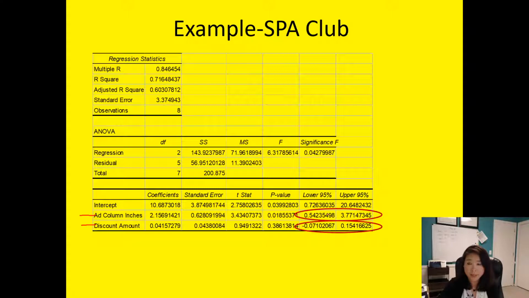Now we look at whether 0 is included or not. Obviously 0 is not included, therefore add-on column interest significantly affects the number of new members. Look at this last row. At the end you see the lower 95% and upper 95%. The lower 95% is negative 0.07, the upper 95% is 0.15. Obviously 0 is included, therefore the discount amount does not significantly affect the number of new members.